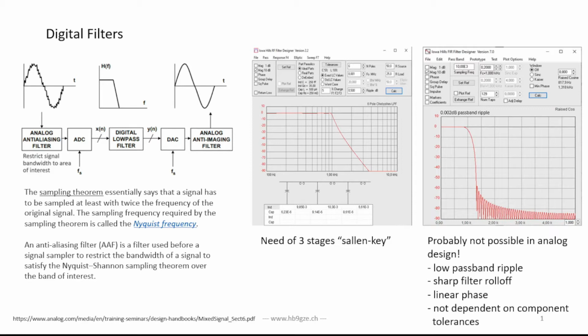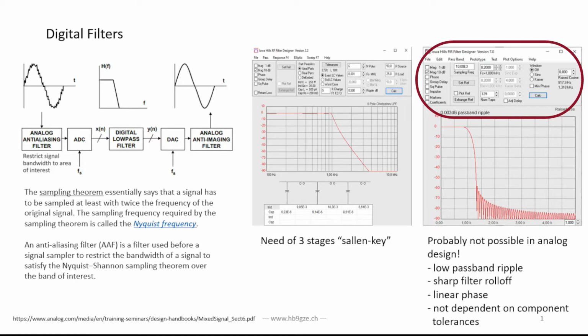Here on the right side, I've designed a digital filter. I'm using this IIR or FIR filter designer from Iowa Hills again. It's free to download. I have a link down below. And this filter here is a very performant, very steep filter. It has a cutoff at 1 kilohertz. It has almost no ripple, 0.002 decibel ripple in the passband, really flat, and then a really steep roll-off. A super performing filter.